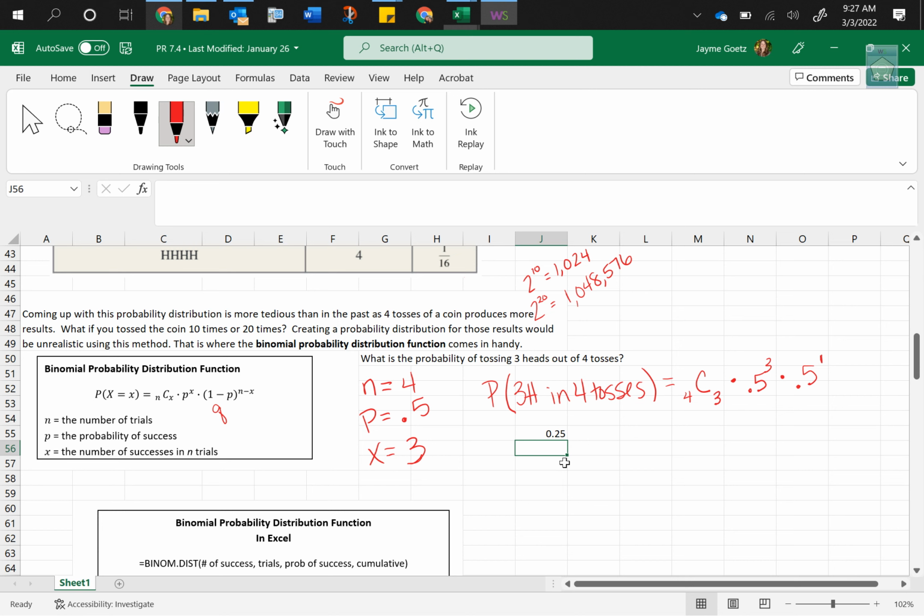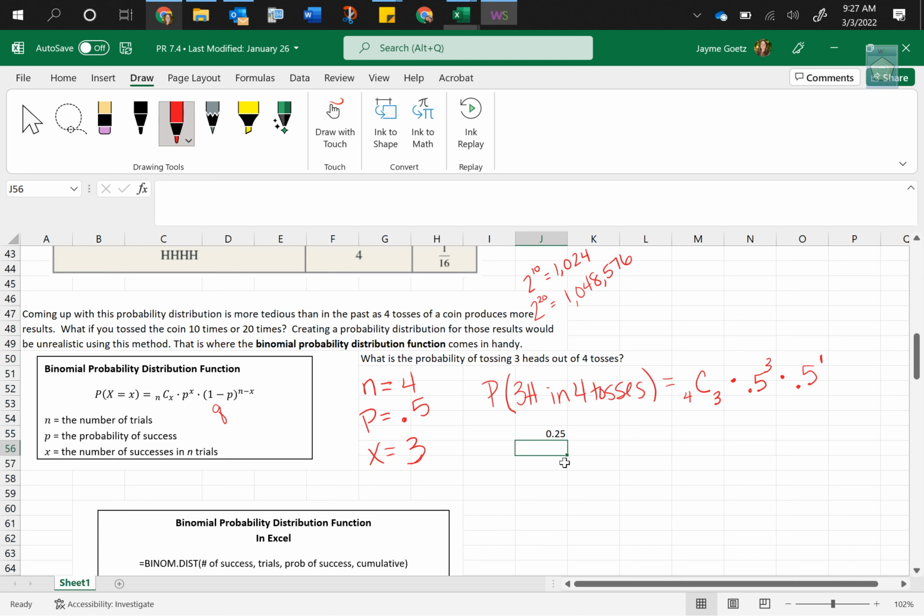Now, this formula is long and it's messy. And yes, it is given to you on your formula card, on your formula table, but it involves a lot of thinking and it involves a lot of calculation. And it would be really nice if our Excel could do it for us.